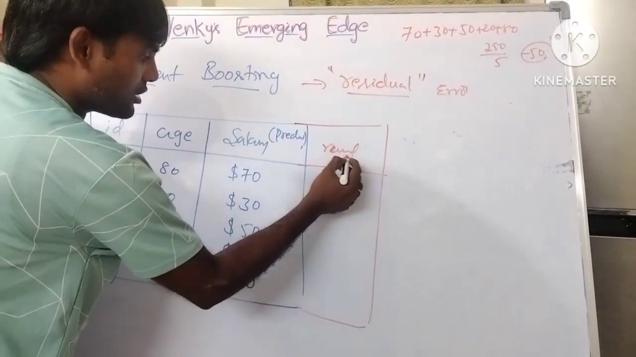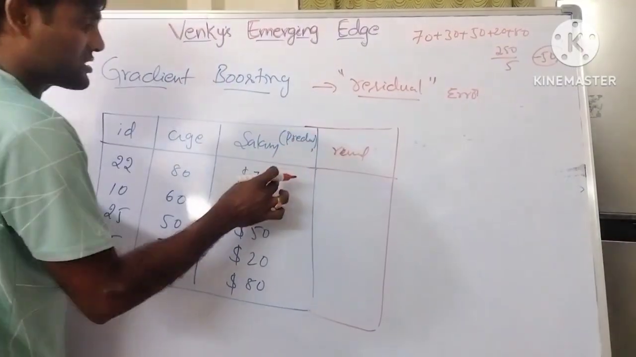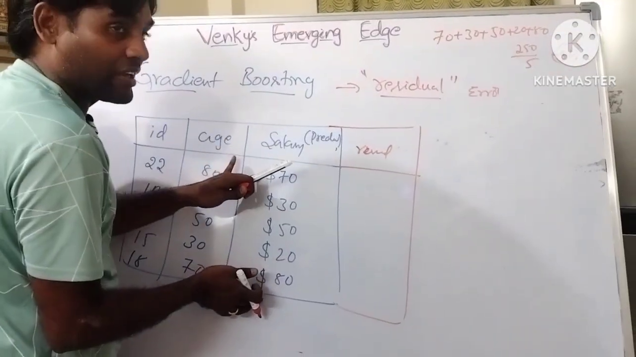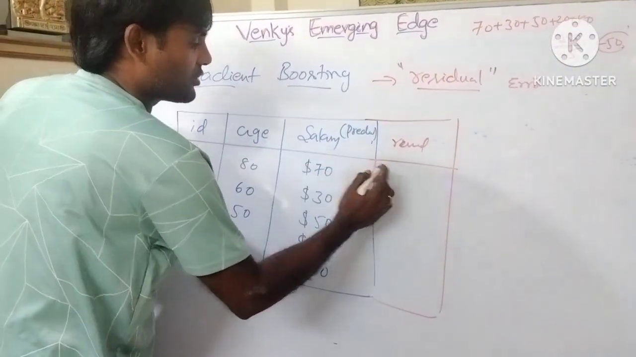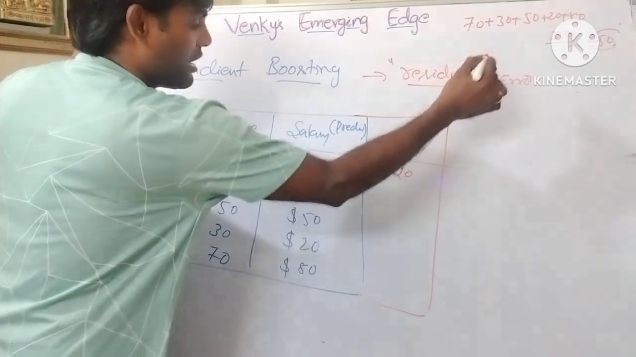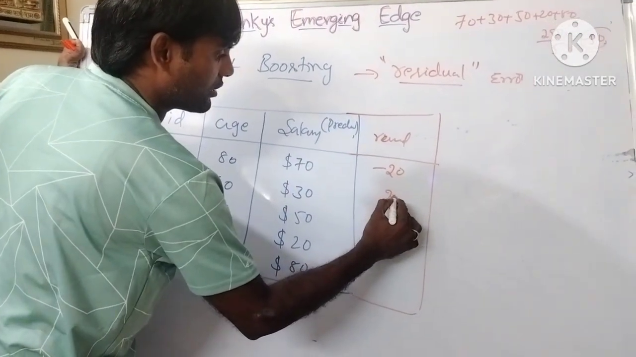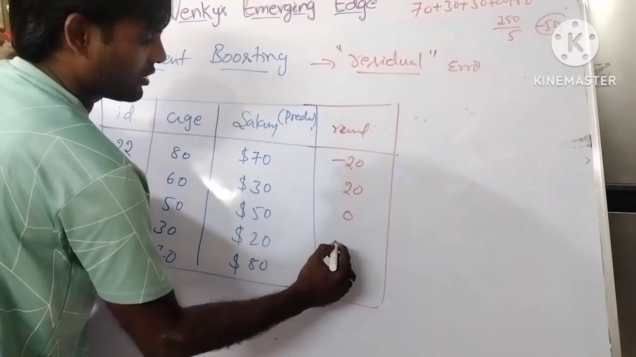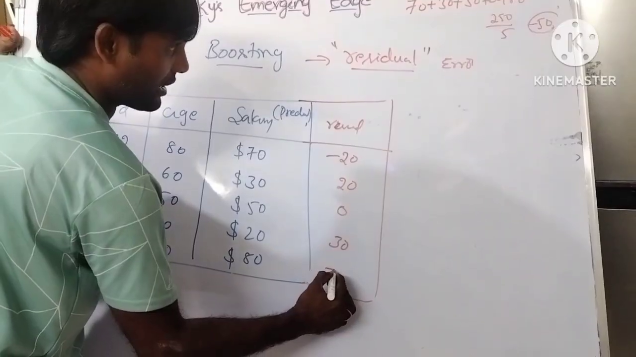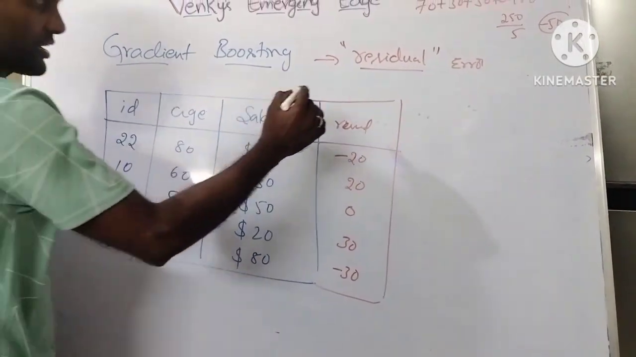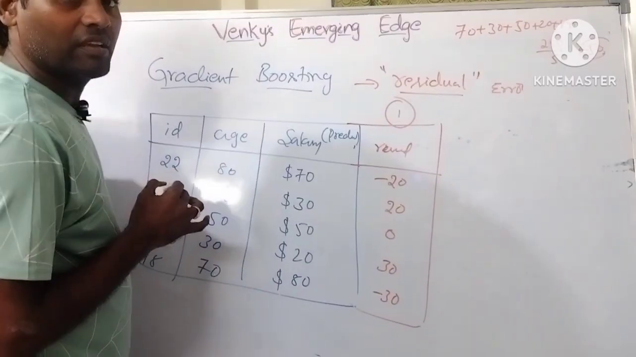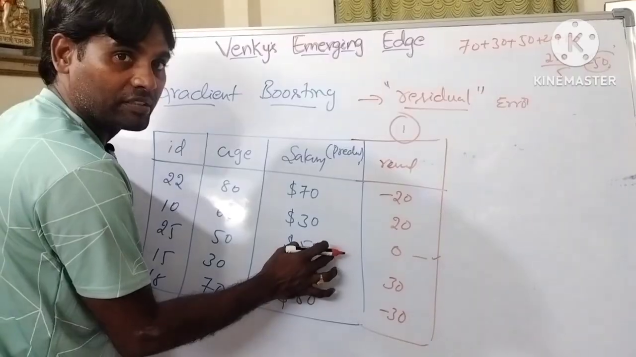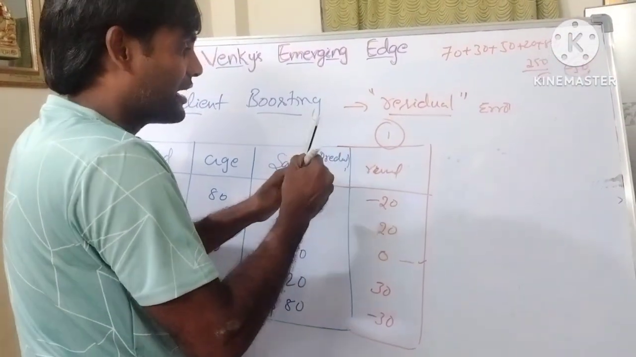So here the residual means 50 minus 70. That means the average we finally get is only 50, but the given salary is 70. So 50 minus 70 gives minus 20. 50 minus 30 gives 20. 50 minus 50 is 0. 50 minus 20 is 30. 50 minus 80 is minus 30. Is it clear? The first residual model we are running, the first model, this is only the first prediction. There is no error. Is it clear? This is the first model. We go for the next model.